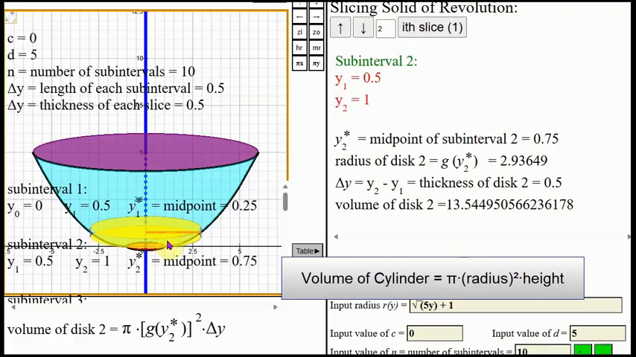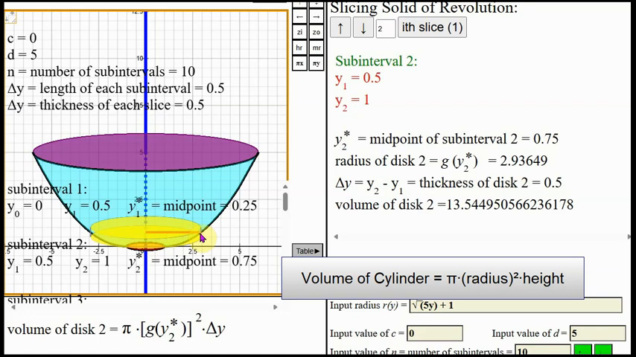So for the second slice, which is between y equal to 0.5 and y equal to 1, the midpoint is 0.75. And then we need the radius of this cylinder right here, which is the distance from the y-axis to the graph.